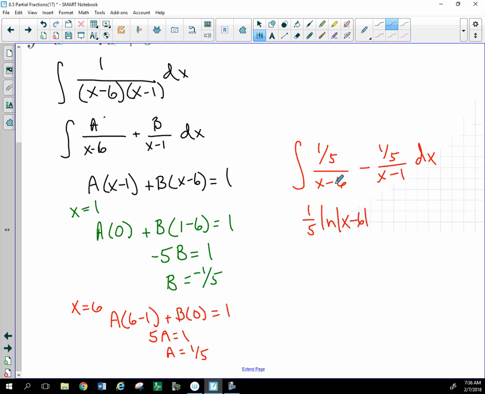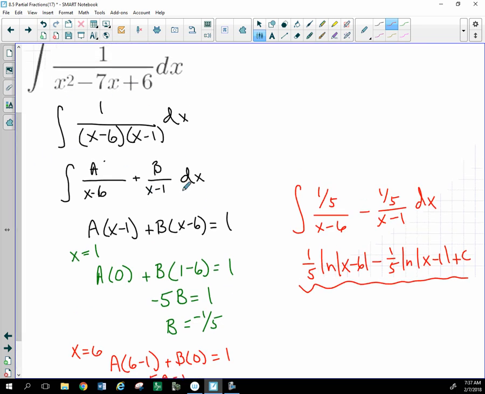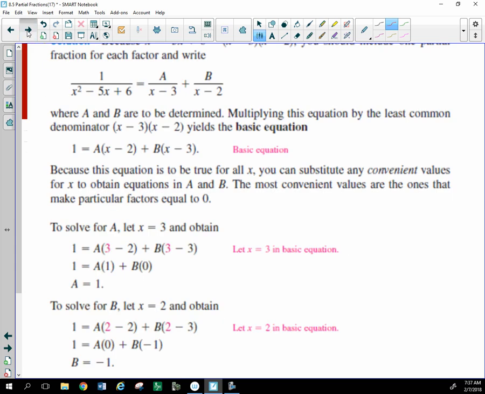If this is my u value, x minus 6, if I take the derivative of that, I get 1, and so it just ends up multiplying by this. Minus the same thing, 1/5 of ln of x minus 1 plus c. And that is basically the answer that we're going to be looking for as we go through these problems, all right? And so this is just an easier way. We would get to the same answer if we would have done trig substitution from the beginning, but it's way more complicated than this.